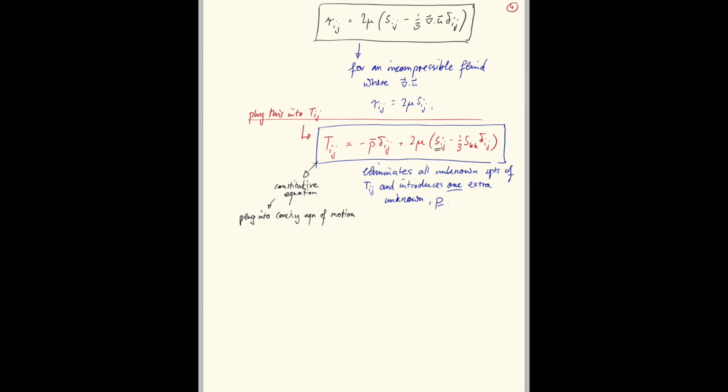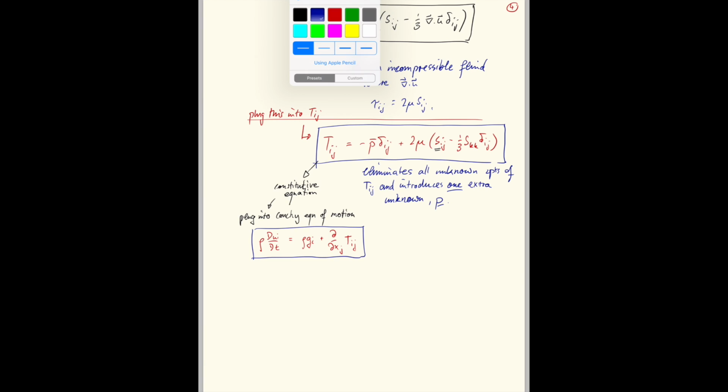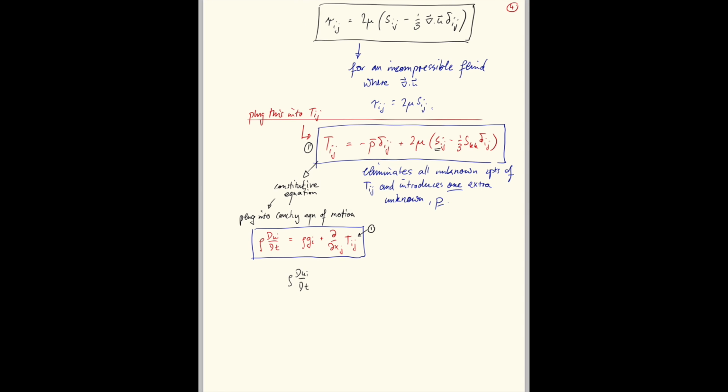And just to recall, Cauchy equation of motion is the following. So if I substitute this in, number 1, substitute number 1 for Tij, I end up with the following equation. And this I can simplify a little bit and write as follows.